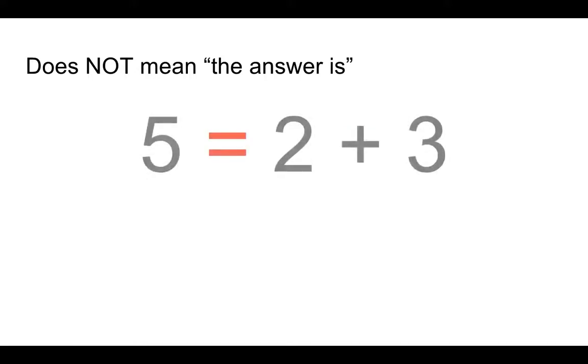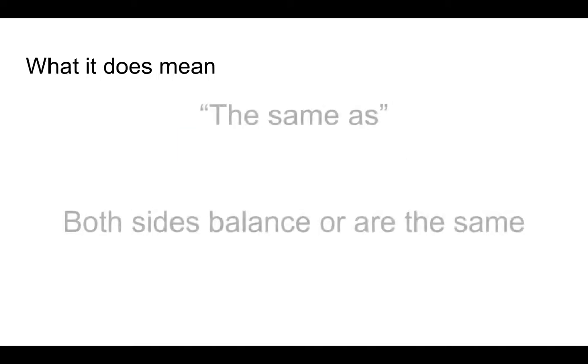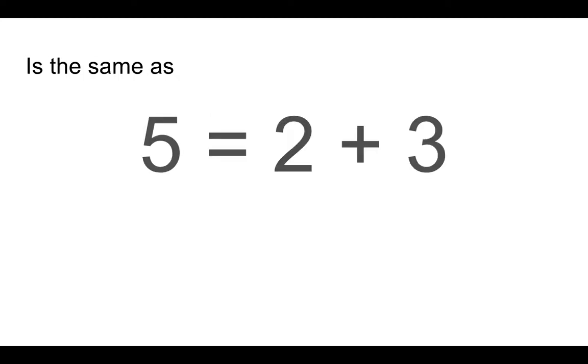Now that we know what it is not, saying "the answer is," let's look at what it does mean. What the equal sign does mean is "the same as." It means that both sides of the equal sign balance or are the same. So let's use an example. If I use this one again, 5 equals 2 plus 3, what I want to look for is whether I have the same amount, or same value, on both sides of the equal sign.